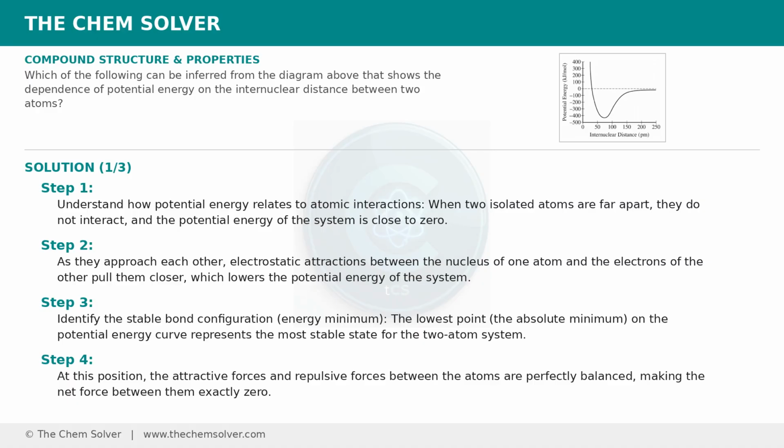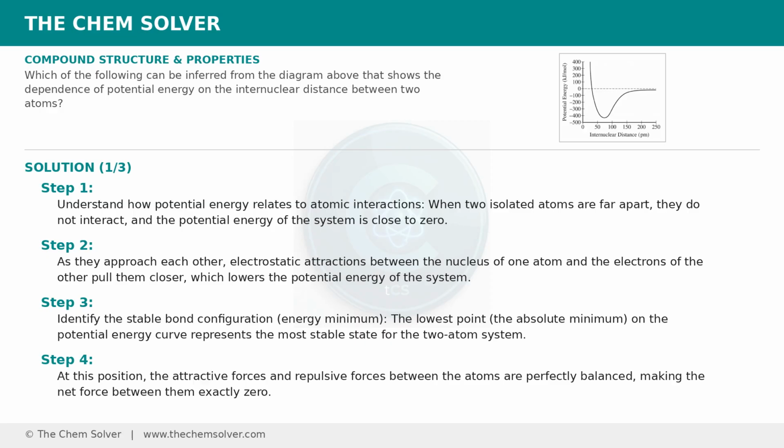Understand how potential energy relates to atomic interactions. When two isolated atoms are far apart, they do not interact, and the potential energy of the system is close to zero. As they approach each other, electrostatic attractions between the nucleus of one atom and the electrons of the other pull them closer, which lowers the potential energy of the system.